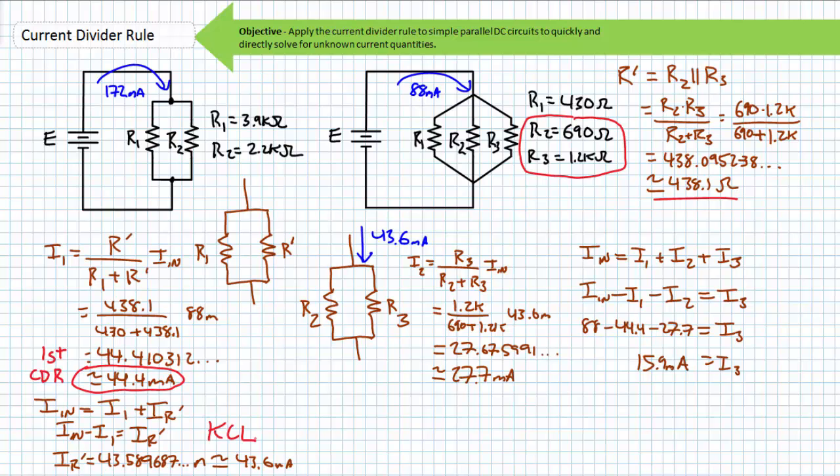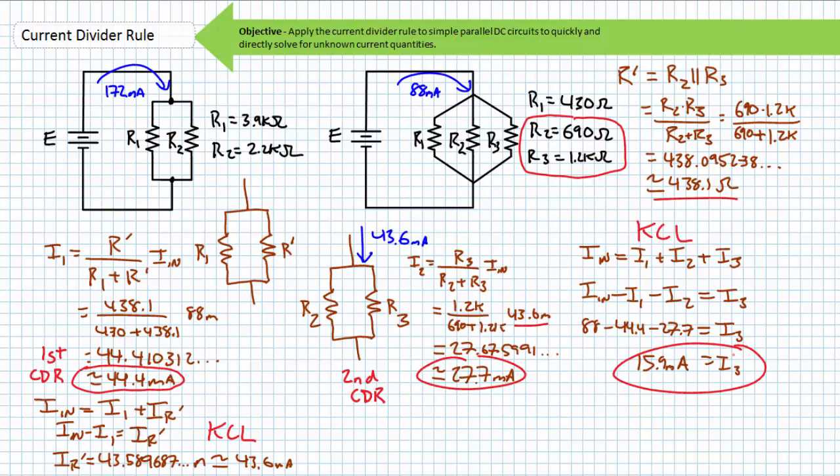I then used a restatement of Kirchhoff's current law to find the current flowing through our imaginary resistor R prime, in actuality being the parallel combination of R2 and R3. I used this incoming current in my second CDR repetition to solve for I2 at 27.7 milliamperes. Finally, I use Kirchhoff's current law to solve for I3 at 15.9 milliamperes.